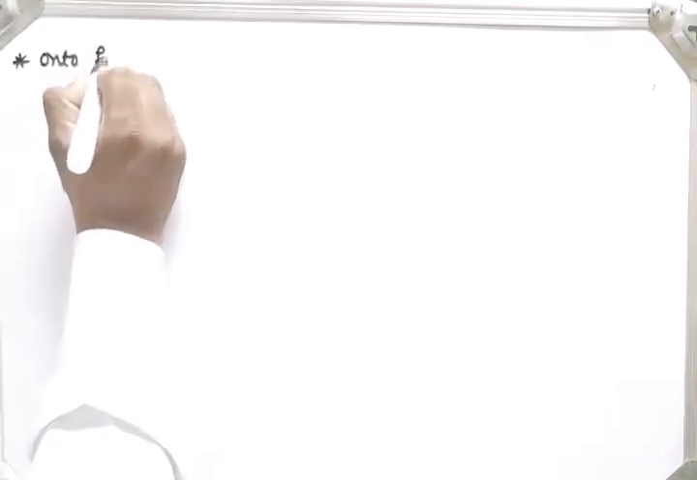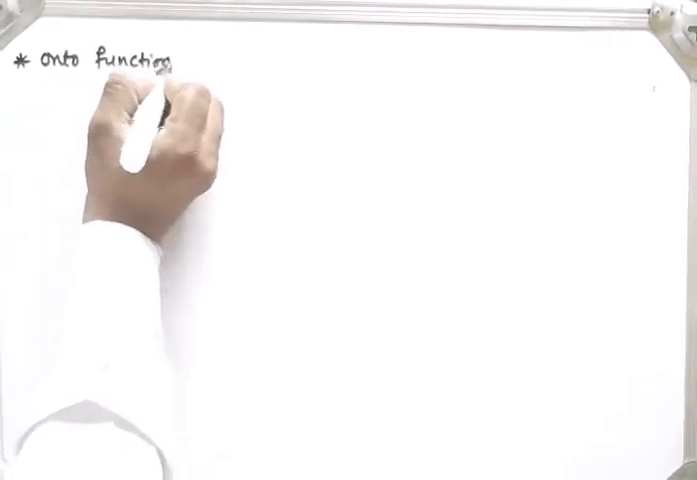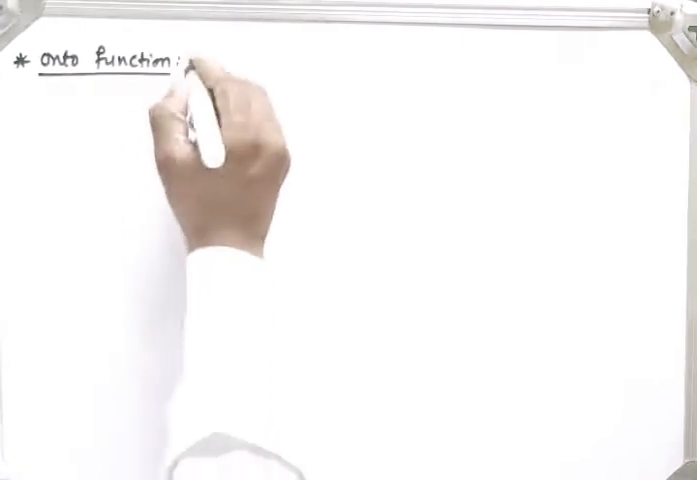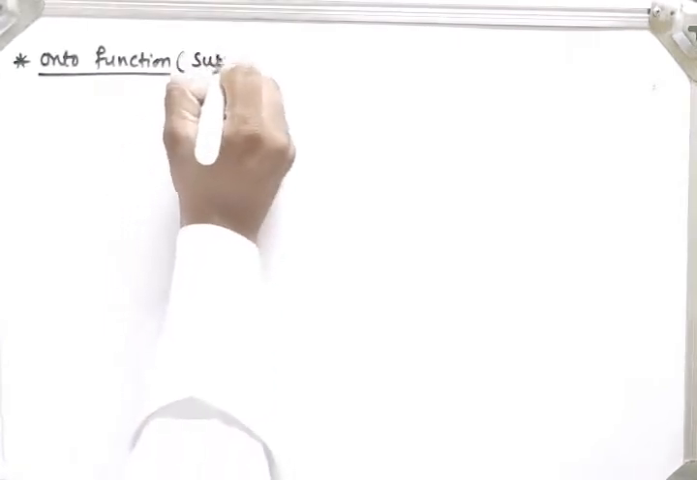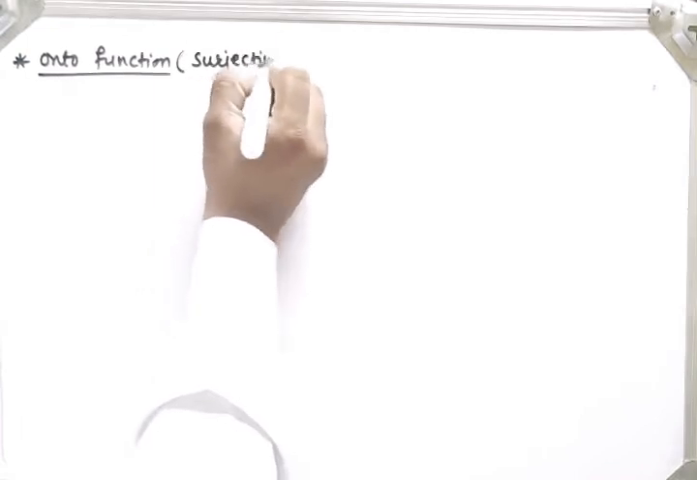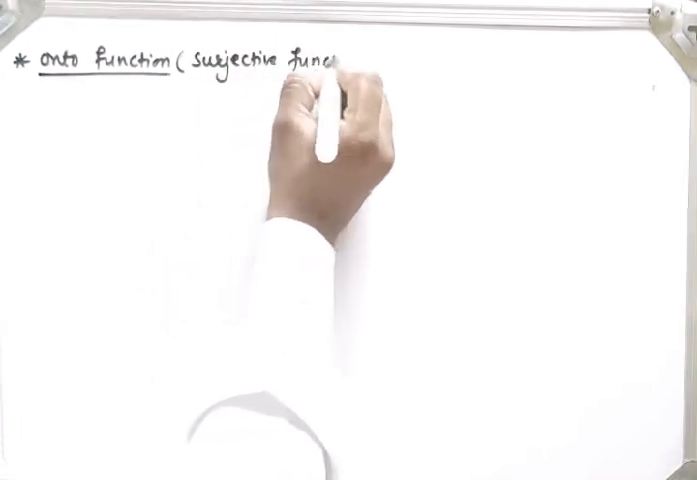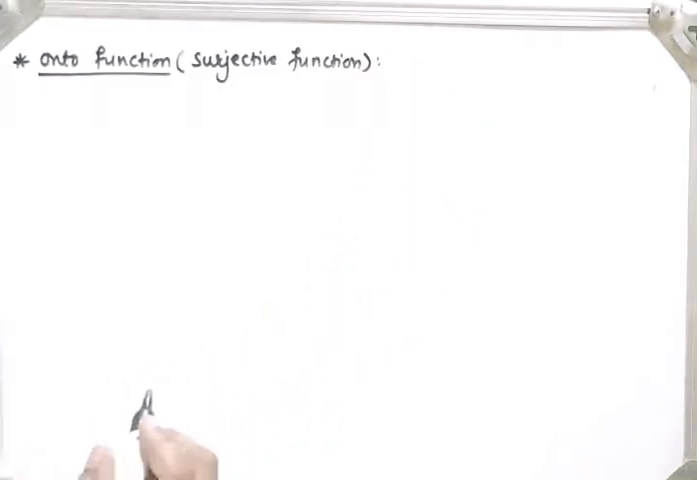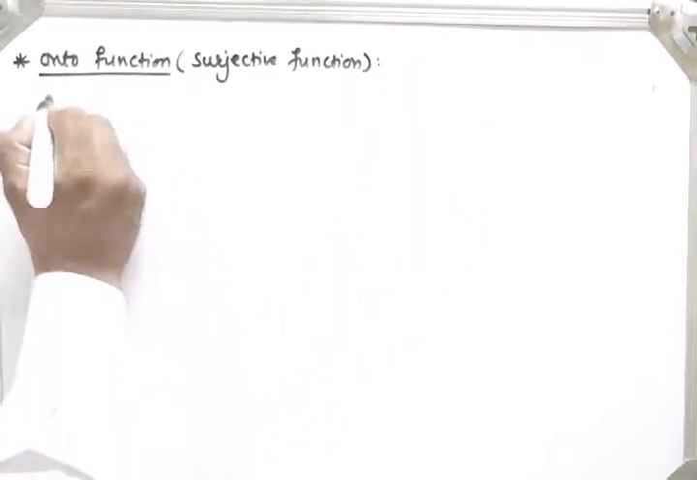Onto function. Onto function is also called surjective function. Surjective function. Onto function means surjective function. Let's see the definition of function.